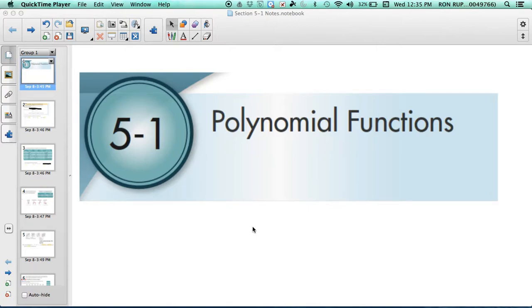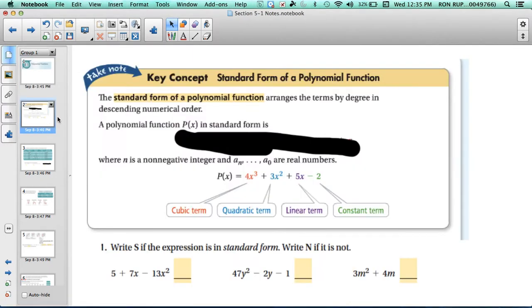Okay, this video is going to be on polynomial functions, and we're just going to jump right in. So you need to be able to write a polynomial, so a group of junk here, in standard form. The standard form of a polynomial function, you could ignore these terms here, we're going to learn those on the next slide, is in the long and short of it, arranging the terms by degree in descending numerical order.